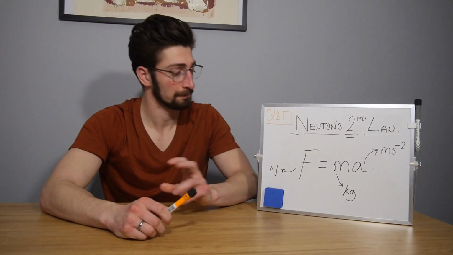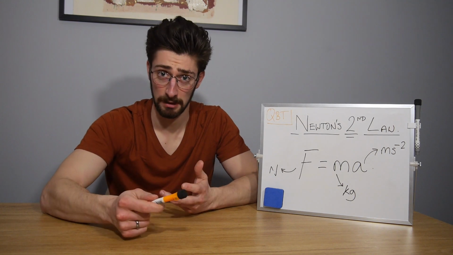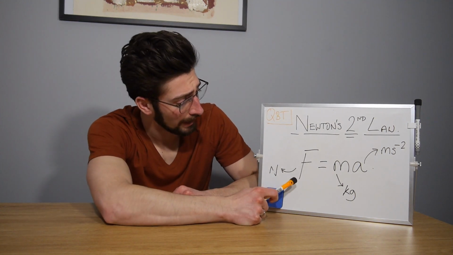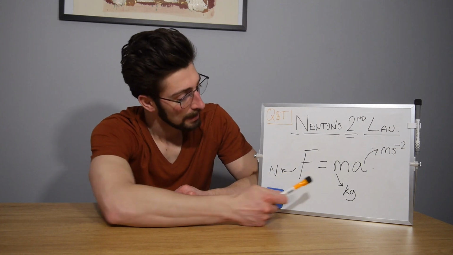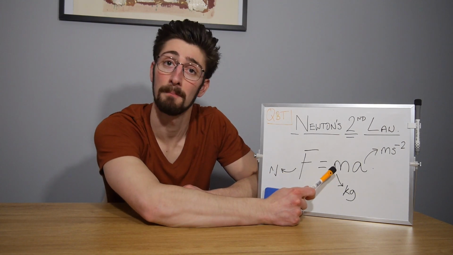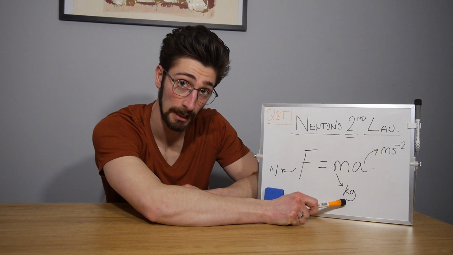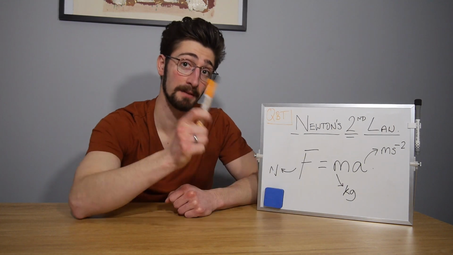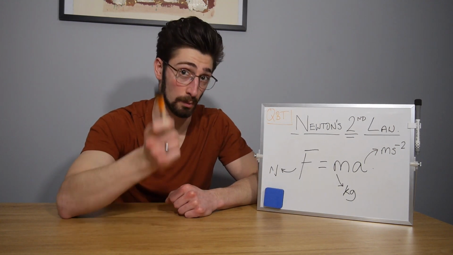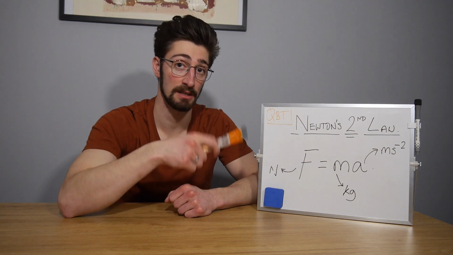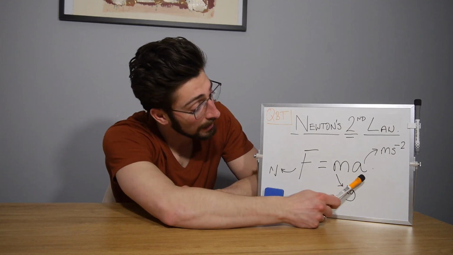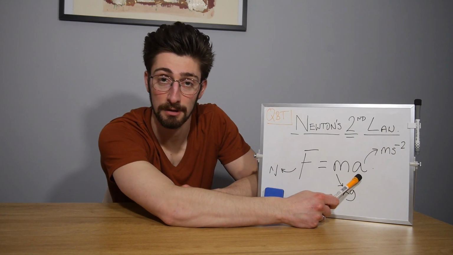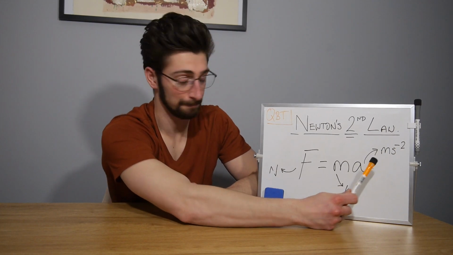Okay, so what does the equation mean? What does everything stand for? Well, we have F, which is our force, which is measured in newtons, and we have M, which is our mass, which is measured in kilograms, always kilograms. Remember to convert from grams to kilograms. There's 1,000 grams in a kilo, which means that when we're going from grams to kilograms, we're dividing by 1,000. And then we have A, which is our acceleration, which is in meters per second squared.